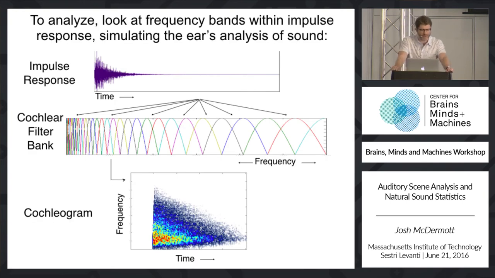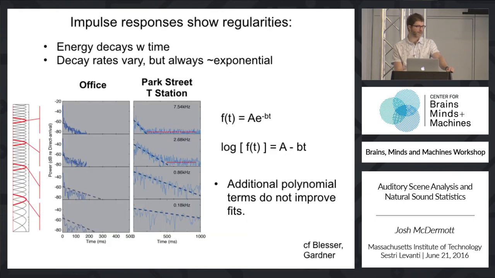To look at this, we take the impulse responses and we try to examine them in a way that's relevant to the brain. So we process them with a bank of filters that simulates the ear's analysis of sound. This is a bank of filters that mimic the frequency tuning that you see in the cochlea. We can then take the impulse response and represent it as what we call a cochleogram. That's just a representation of frequency content over time. You can look at the cochleogram like a picture, as you would hear, or you can just look at the energy content of a few different frequency channels over time.